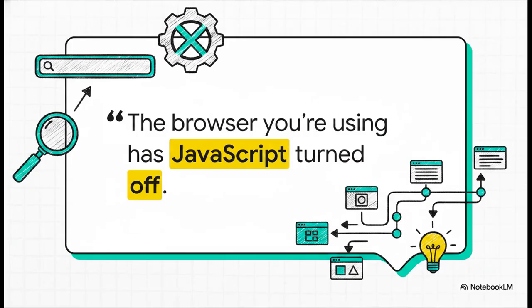There is literally nothing quite like the frustration of being deep in your research workflow, hitting enter on a search query, and then, bam, you're greeted by this exact message. The browser you're using has JavaScript turned off. It completely halts your momentum, right? But don't worry, this isn't a glitch, it's actually just a setting. And understanding how to navigate this across different interfaces is absolutely essential for keeping your learning efficient and smooth.